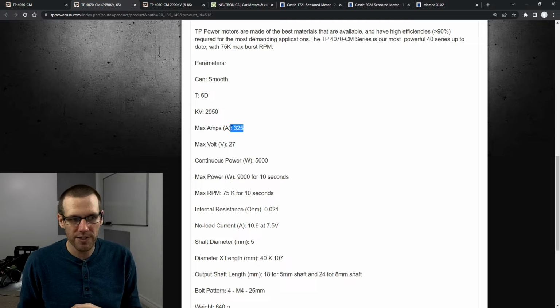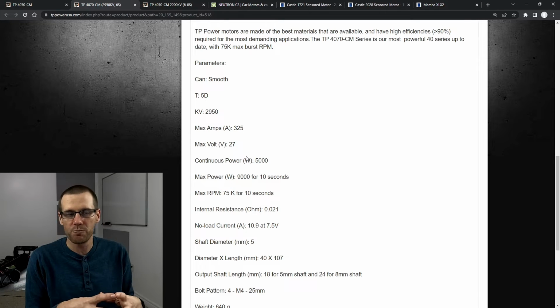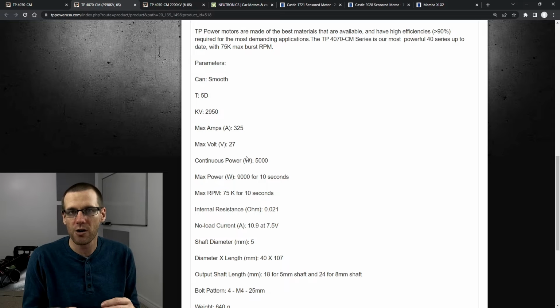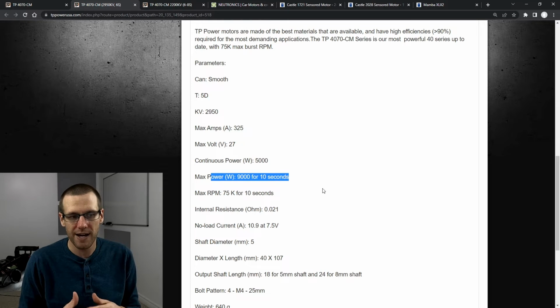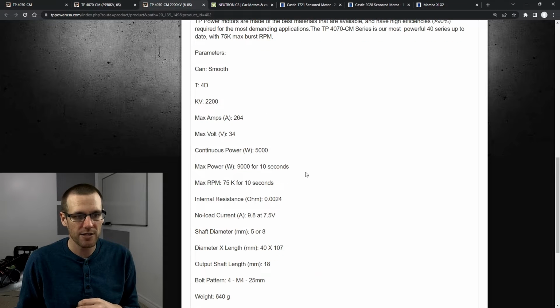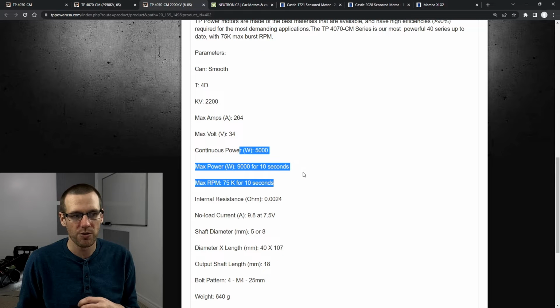The max amps of this is 325 amps with a max volts that is lower. It's going to be lower because mechanically we can only spin that motor to a certain RPM, and that would be exceeded by this specific brushless motor. So you have the 5000 watts continuous as well as the max power of 9000 watts for 10 seconds, and it's going to be the same for this brushless motor as well.